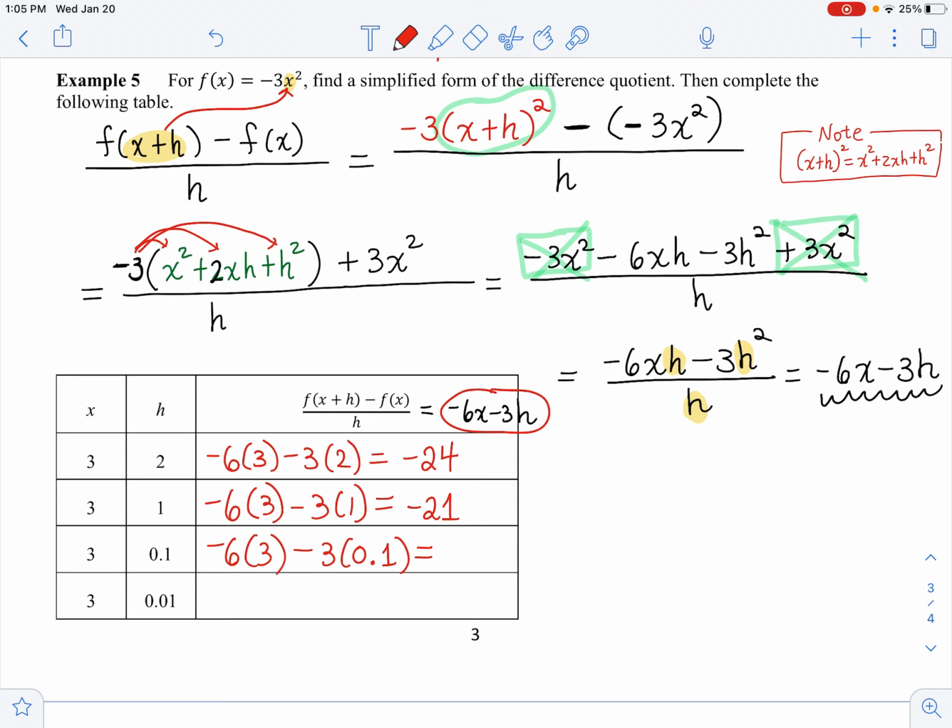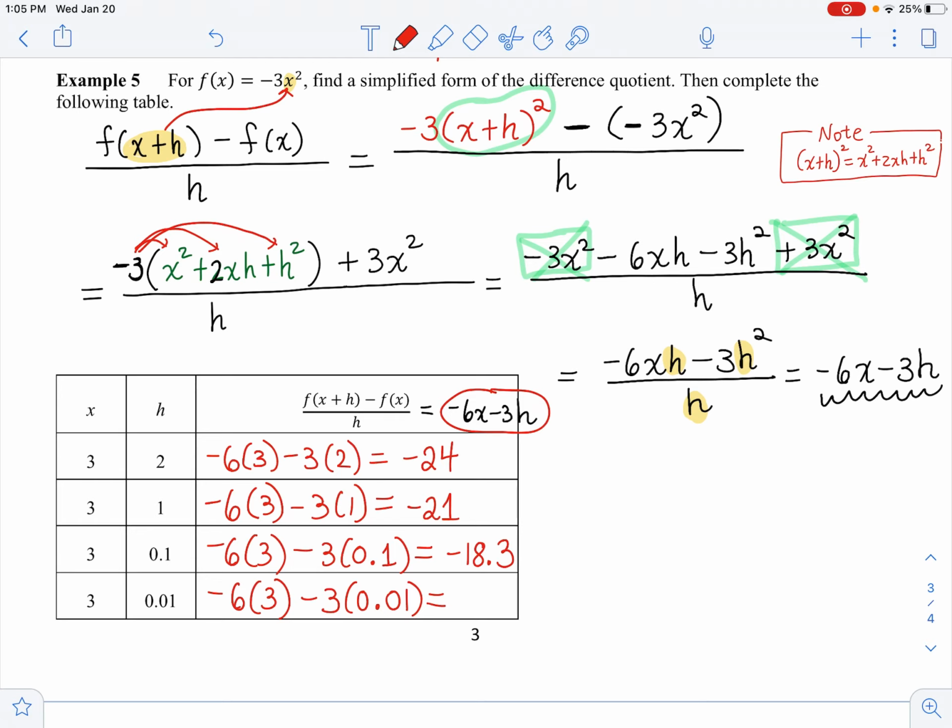All right. The next one I got, negative 18.3. Okay. One more. Negative 6 times 3 minus 3 times 0.01. I feel like we're getting closer and closer to negative 18. Just changing the number on my calculator, you guys.